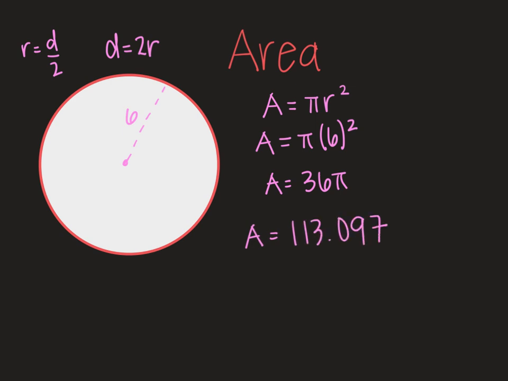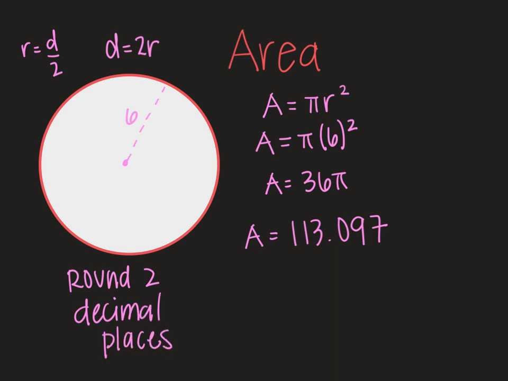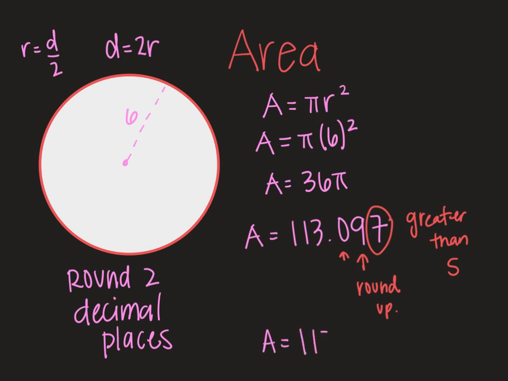And we are rounding to 2 decimal places. So I'm going to take a look at the third decimal. This third decimal is greater than 5, so the digit right here, I'm going to round up. Since 9 plus 1 is 10, that would make this number rise up. So the area would equal 113.1. If you want to put the 0 here, you can, so you can see that it went up from 9 to 10.